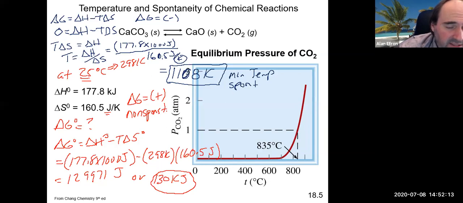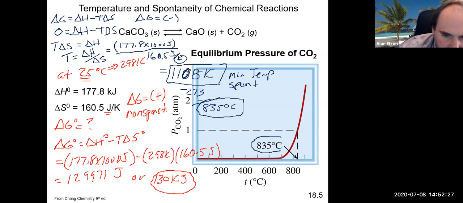If I want Celsius and I subtract 273 from it, I get 835 degrees Celsius, which I guess is good. I'm writing on the graph here because look at that number right there. That is 835 degrees Celsius. 835 degrees Celsius is the minimum temperature at which this reaction actually becomes spontaneous.